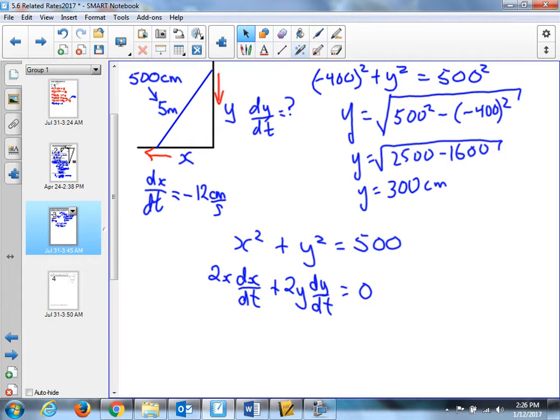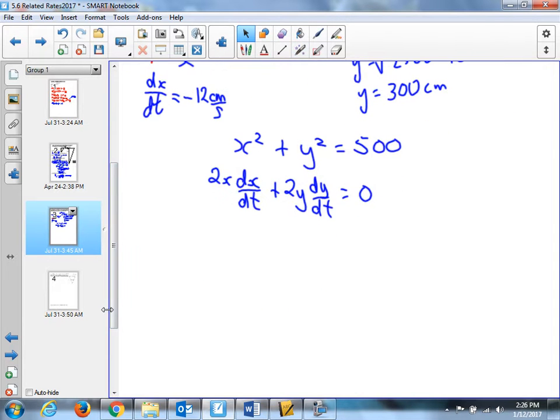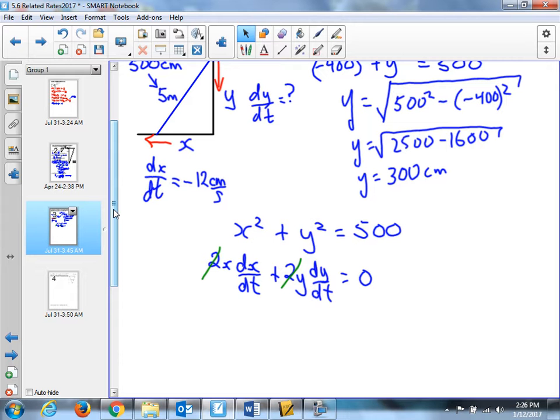What can we do right now? We could sub in. If you want to, you can divide both sides by 2 and just make it x dx by dt plus y dy by dt. But you can still sub in, right? So we can divide out the 2's. Everybody's good with that? This divided by 2, divided by 2, and divided by 2. It's still 0 there, so we're good on that. Okay, sub in. We're ready. Once you get the answer, go ahead. I'll give you guys a chance here.